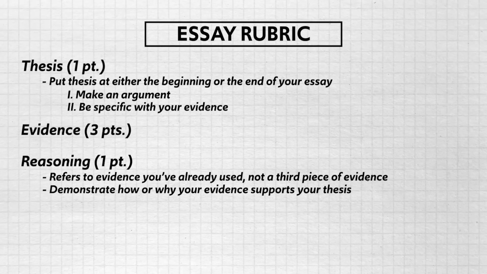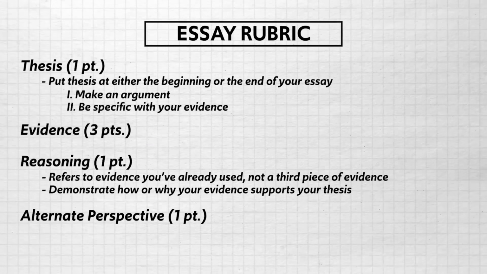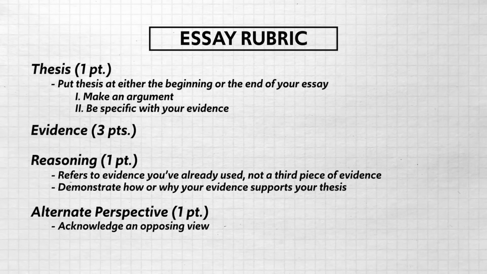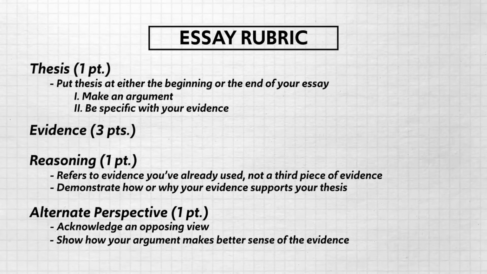And the final section on the rubric is for an alternate perspective, and for this you can earn 1 point. Now, as you no doubt have learned in this course, there is not a general consensus on dang near anything in politics. So in a couple of sentences, all you're going to do here is acknowledge an opposing view, and then you're going to show how your argument makes better sense of the evidence. Now, there are other ways to earn this point. You can consult the rubric if you want to know them, but to me, this is the most straightforward way that students understand. Show an alternative perspective, and then show why your argument is better.